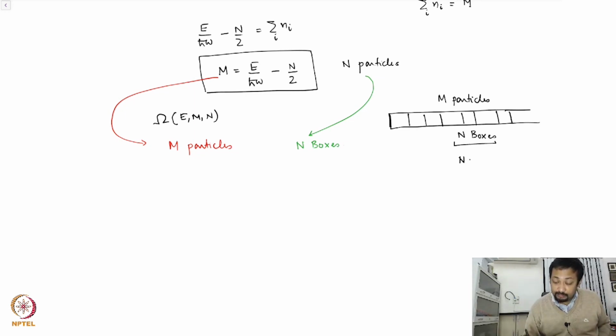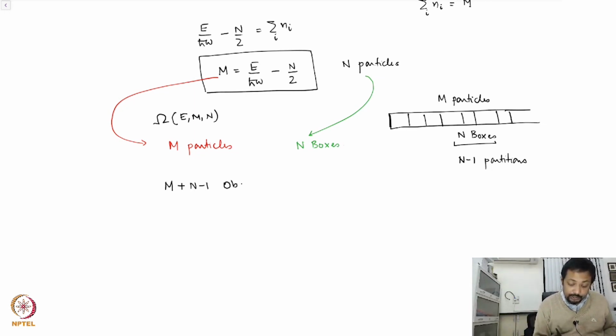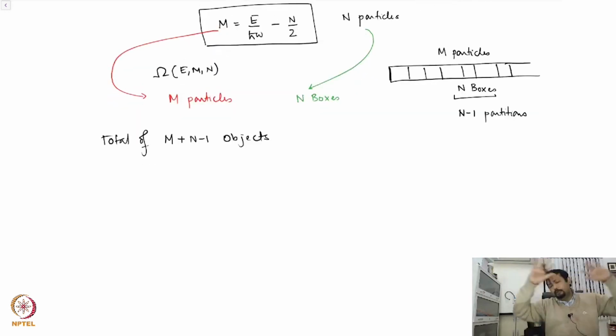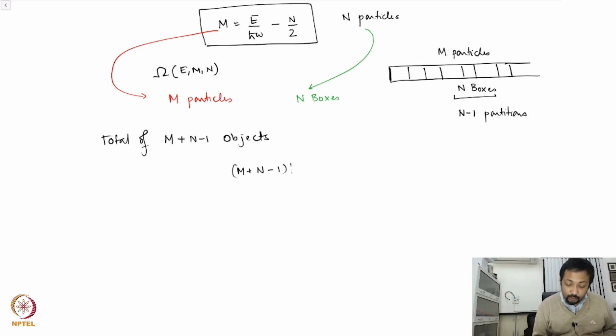So you have n minus 1 partitions, so a total of m plus n minus 1 objects. And for this, all possible arrangements are (m plus n minus 1) factorial.